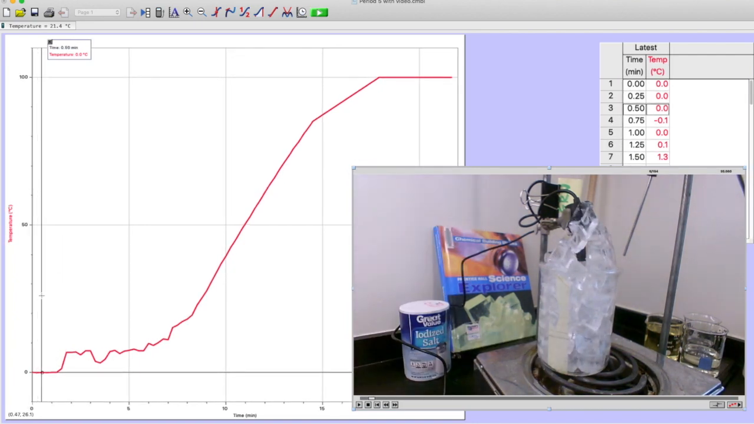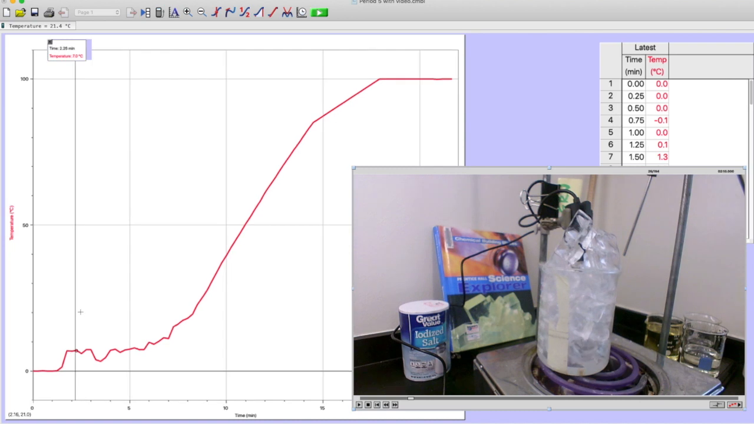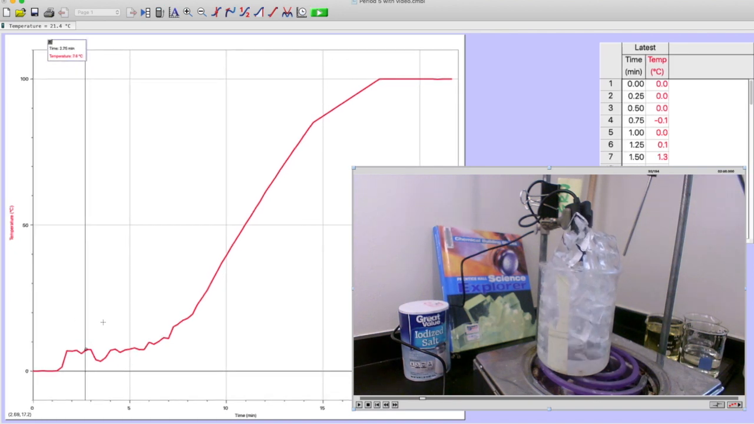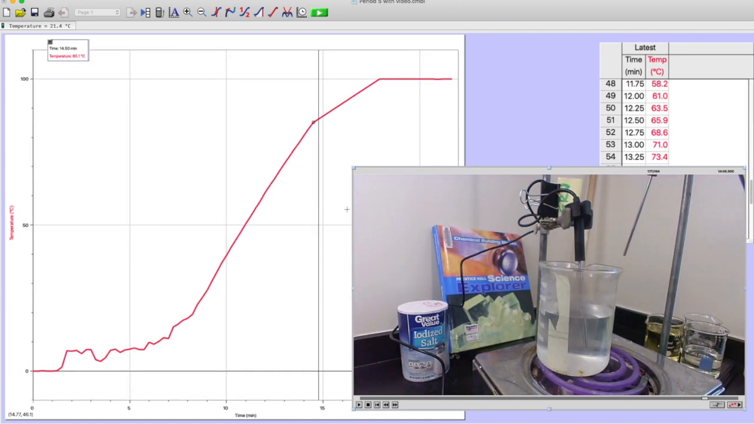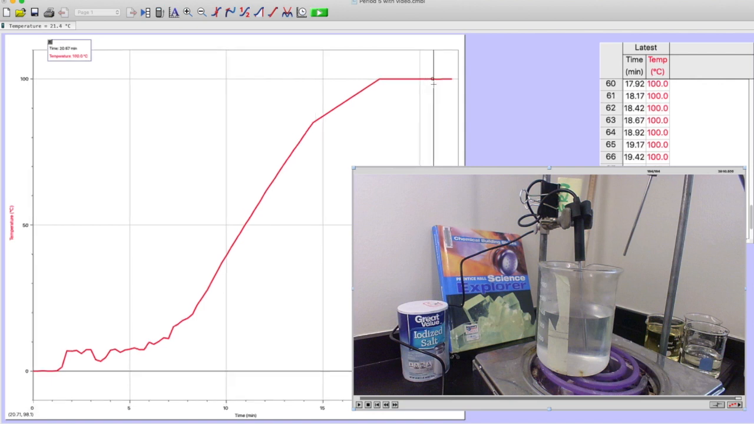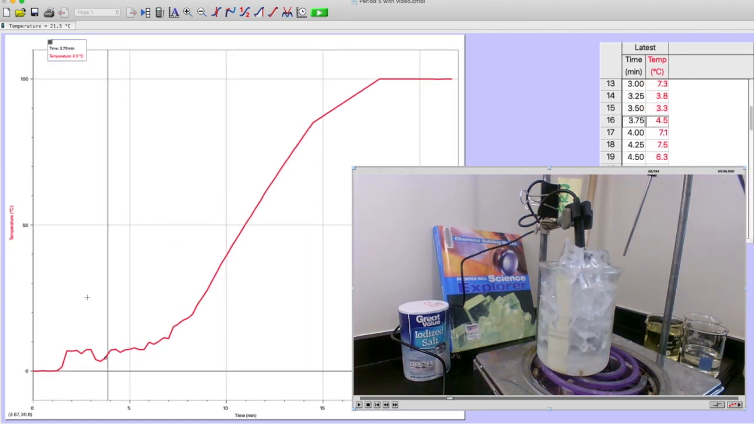Now we have three kind of strange mysteries here. One is, why does the temperature stay completely flat for the first minute and a half, even though the hot plate is turned on? The second mystery is, why is the temperature going up and down, according to our digital temperature probe, in the next 3 to 4 minutes? And our final mystery is, after it reaches boiling point of about 100 degrees Celsius, why does it stay at 100 degrees Celsius for the whole time? Let's tackle the middle mystery first.